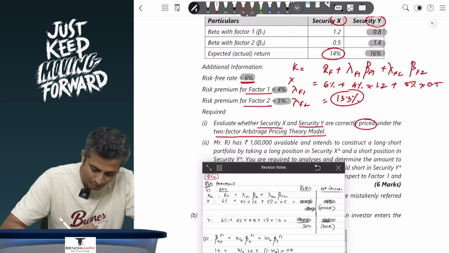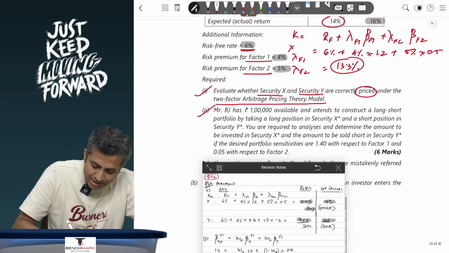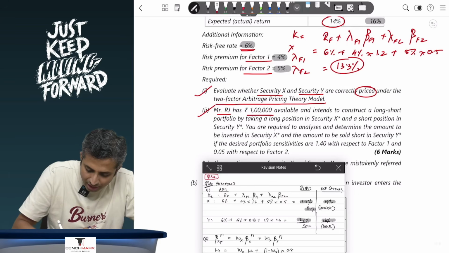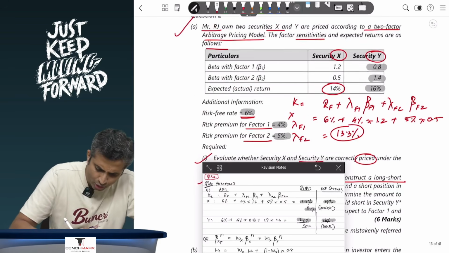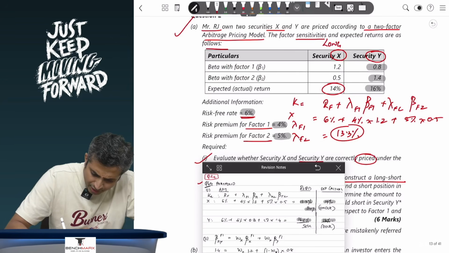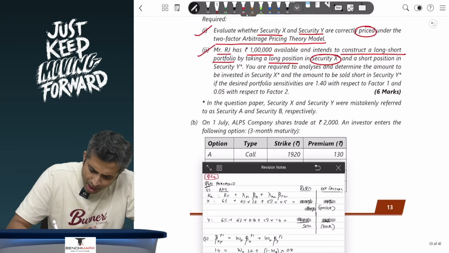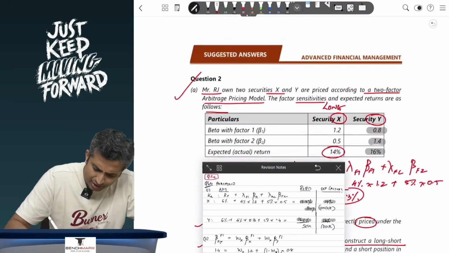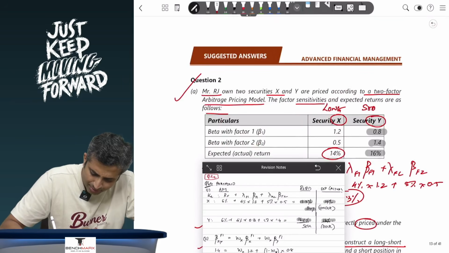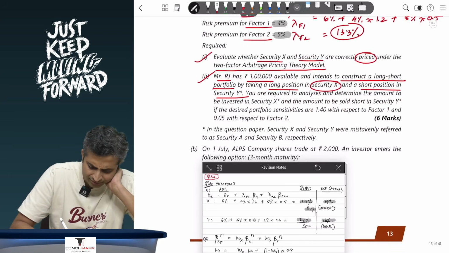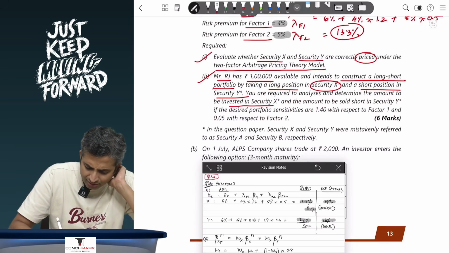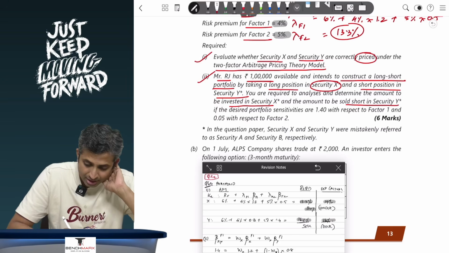So this is sub point 1. Then look at sub point 2. Mr. RJ has 1 lakh available and intends to construct a long-short portfolio by taking a long position in security X and a short position in security Y. In the paper they use the words A and B, which was a little confusing, but let us say X and Y here. You are required to analyze and determine the amount to be invested in security X and the amount to be sold short of security Y.